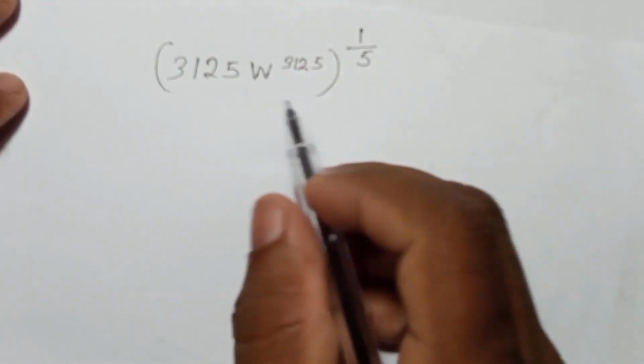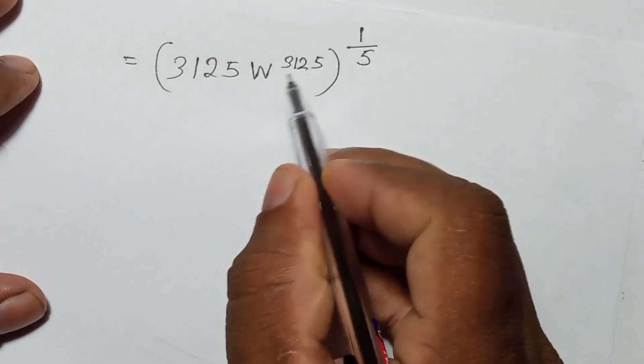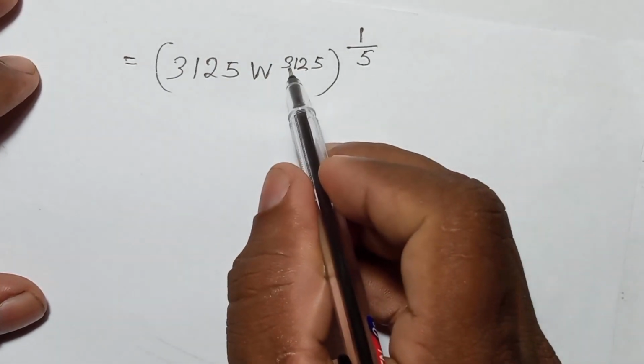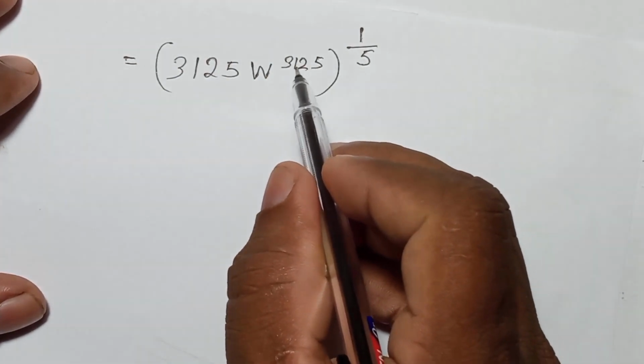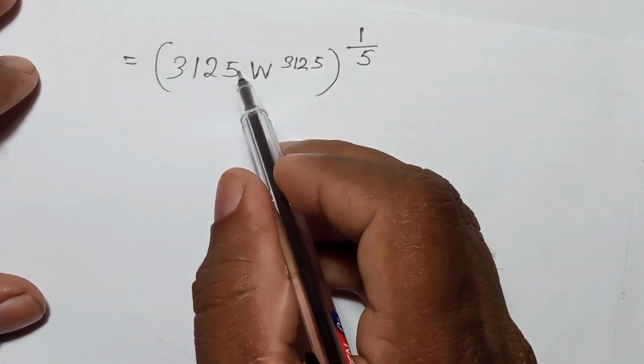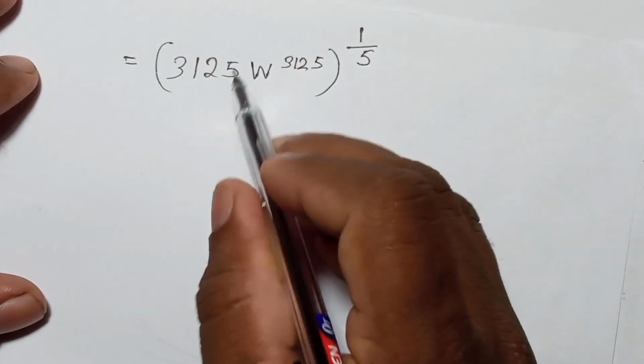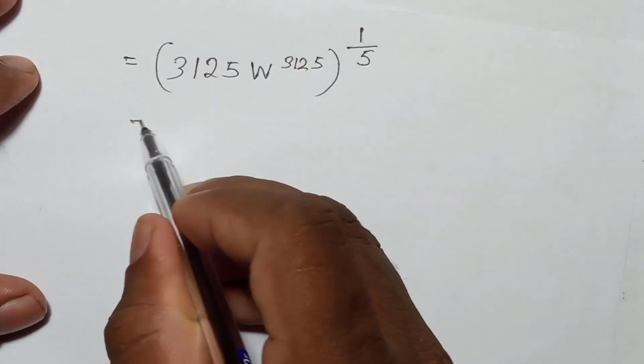Okay, now this is a very simple question, right? Very simple one. Here we have w to the power 3125. So what we have to do here, w has an index, and this we also try to make into an index. It's a very simple question actually.